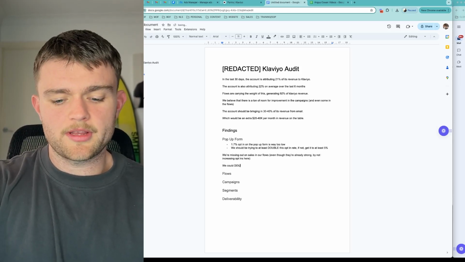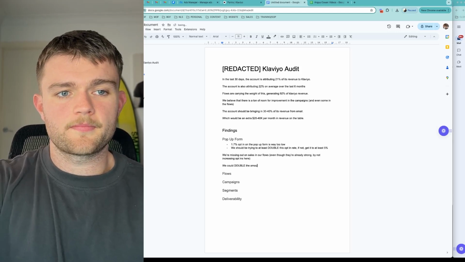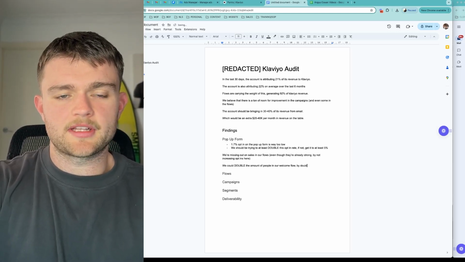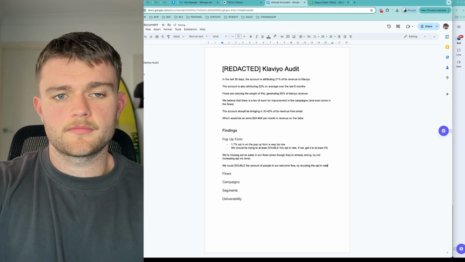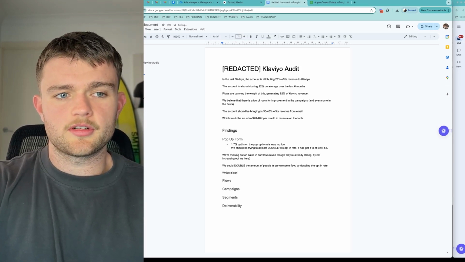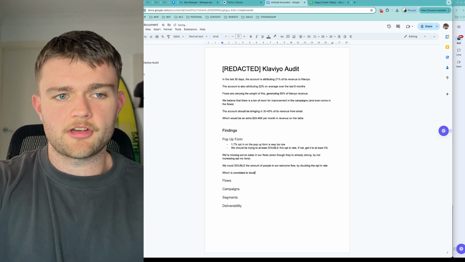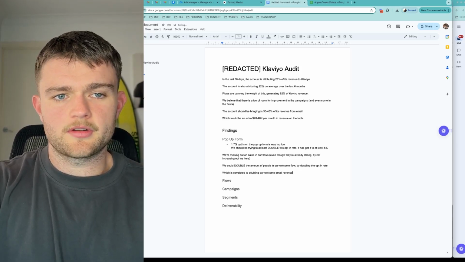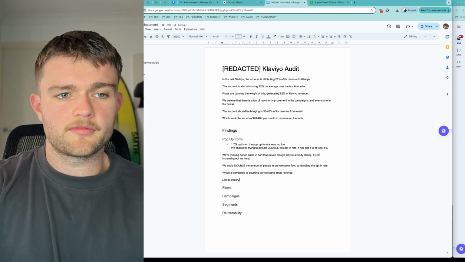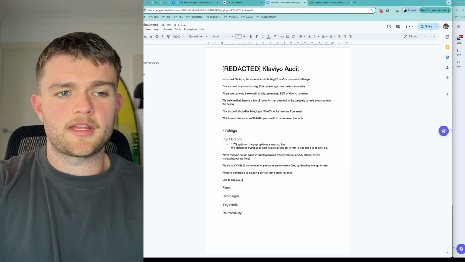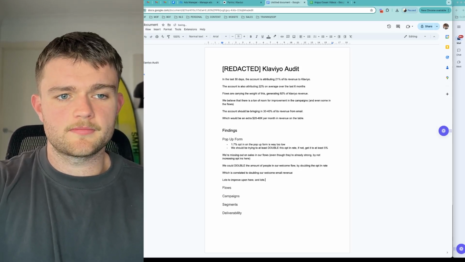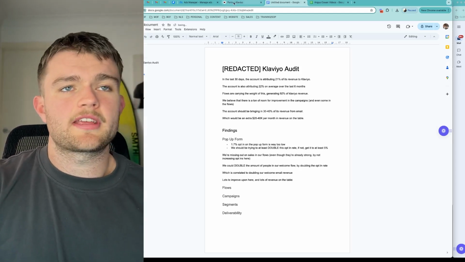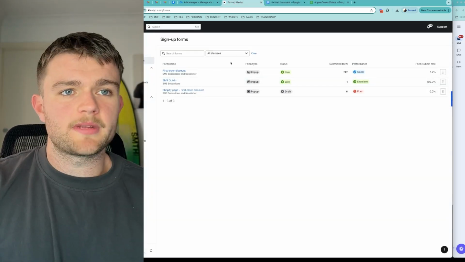We could double the amount of people in our welcome flow by doubling the opt-in rate, which is correlated to doubling our welcome email revenue. Lots to improve upon here and lots of money on the table. So they're getting a lot of traffic. They're only capturing 1.5% of it. We should be capturing 3%.